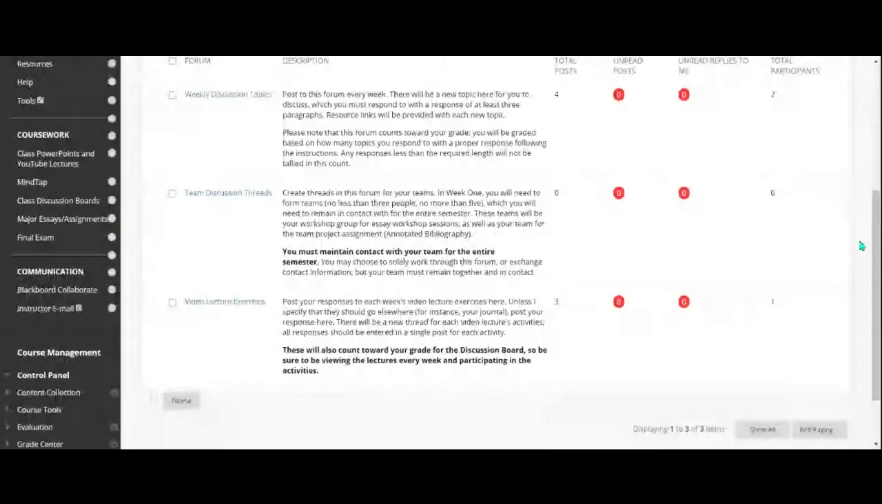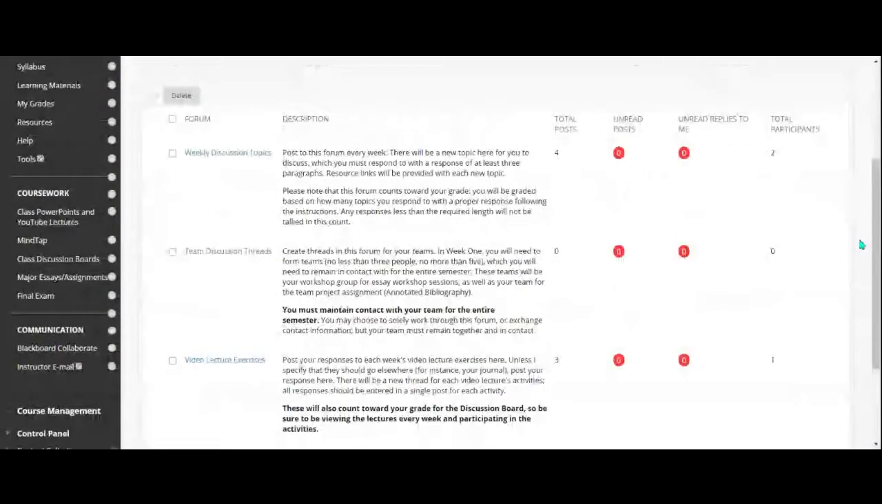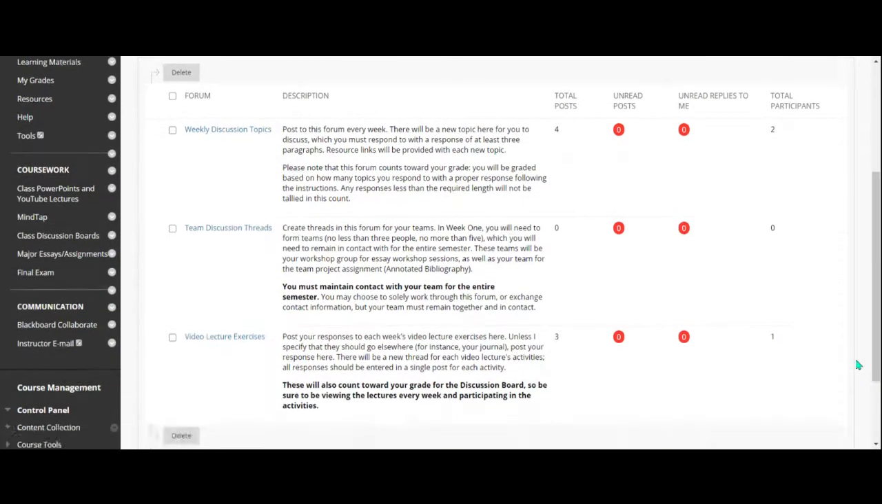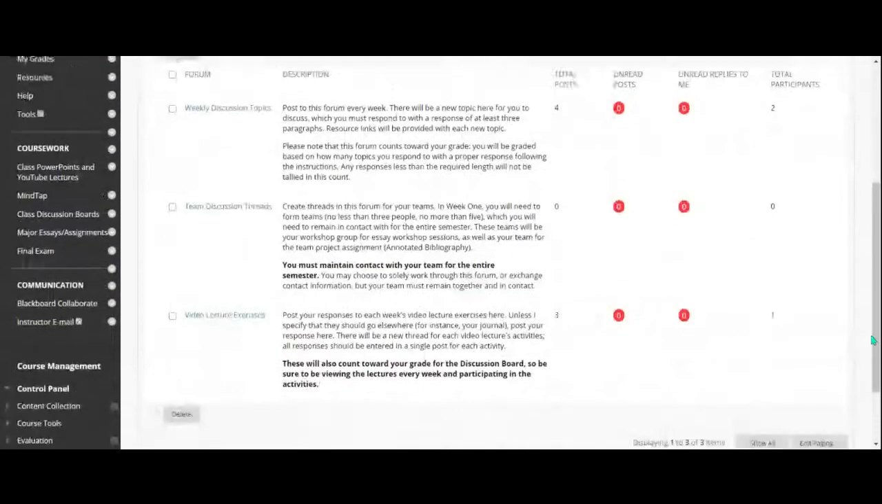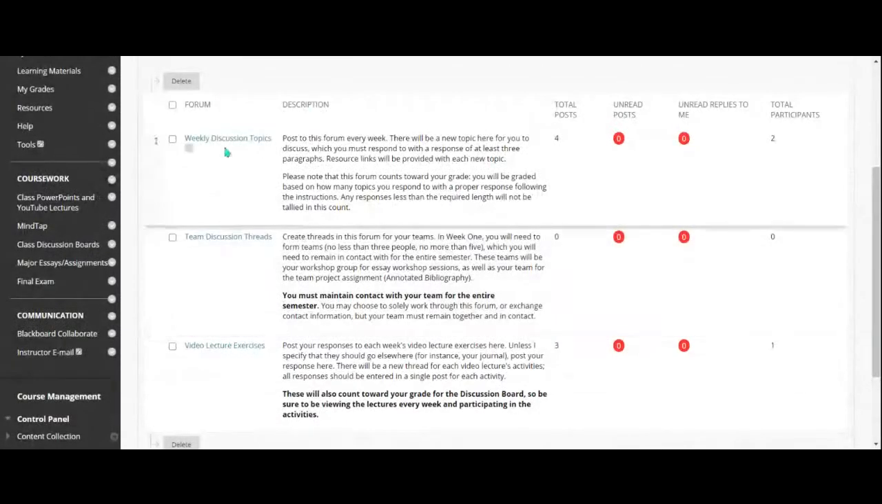All right, so here is the discussion board. Okay, we have three discussion forums here. As you can see, they have been very sparsely used. In fact, on a couple of these, I'm the only one who's posted anything so far. Okay, I know we're on a rush schedule, but this is kind of disappointing. So this is what we're basically looking at.